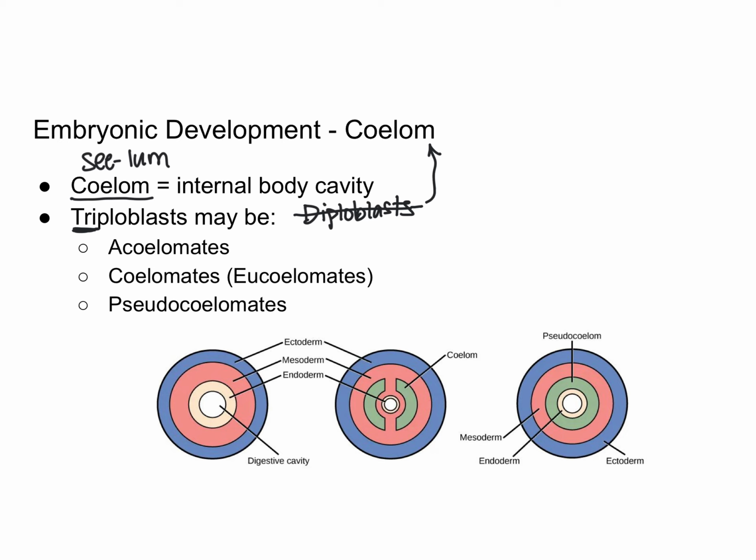And triploblasts may be acoelomates. A means without a coelom. So no coelom or without coelom. They can be coelomates, also called eucoelomates, which means that they have a true coelom. Or they may be pseudocoelomates, meaning that they have kind of a pseudo or false body cavity.